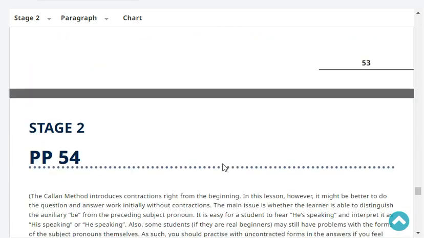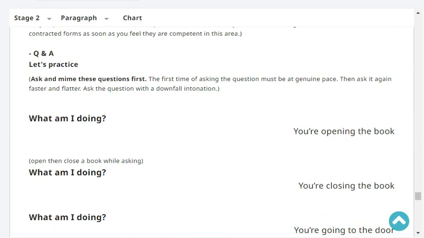Okay. So let's practice. Present continuous positive. Okay. What am I doing? You're going to the door. Very good. What am I doing? You are opening the book. What am I doing? You are closing the book.